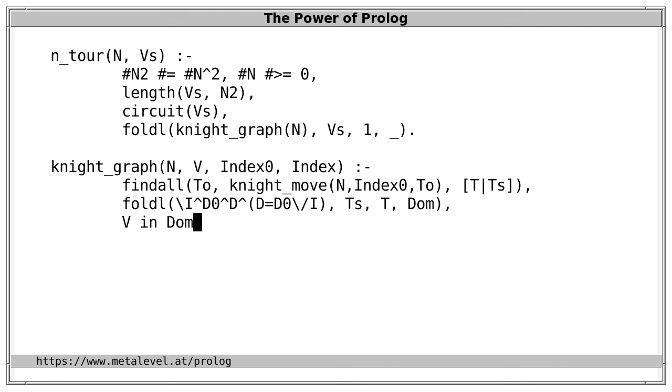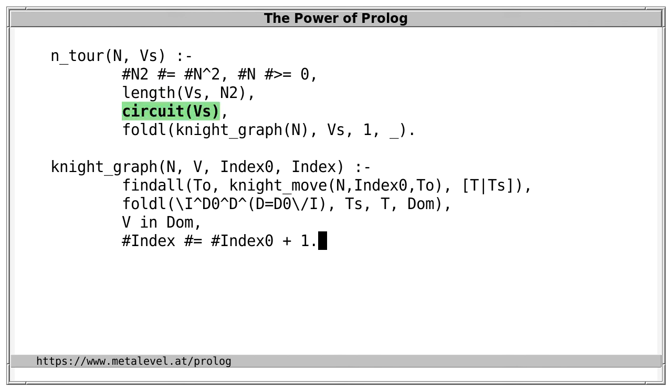So this describes what must hold for V. And now we only need to relate the current index, index 0, to the next one. And that's of course easy. The next index is index 0 plus 1. And we're done. Well, there's one thing we can still improve.